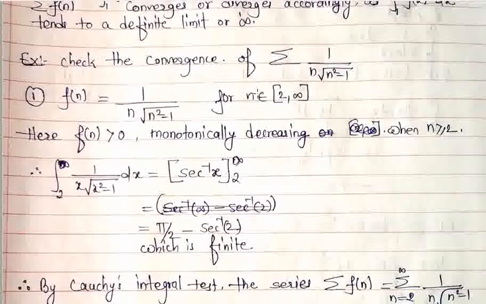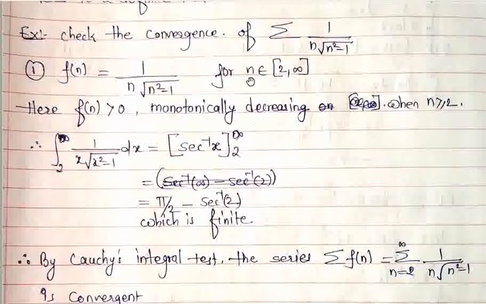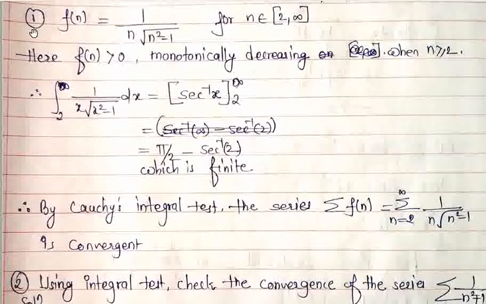For n between 2 and infinity, f of n is greater than 0 and monotonically decreasing, where n is greater than or equal to 2. Next example, f of n is 1 divided by n root of n squared minus 1, for n a member between 2 and infinity. Here f of n is greater than 0. If you plug in 2 here, it's going to be greater than 0. If you plug in infinity, it's going to be greater than 0.